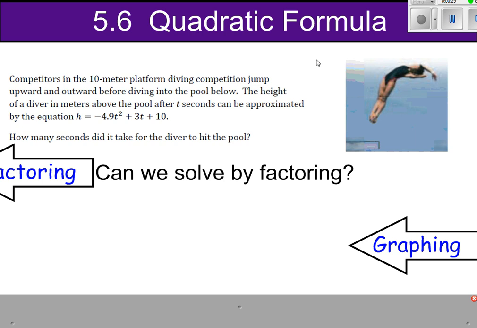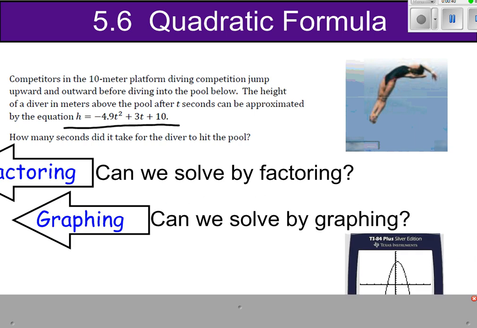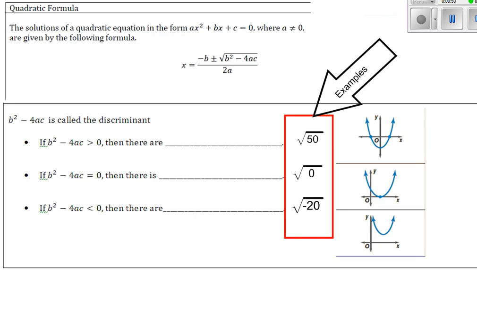So if I take a look at this one, can we solve by factoring? Sorry, let me back up. Can we solve that by factoring? Not without it getting really hairy. Can we solve by graphing? Yes, but only if we know exactly what we're doing. If we don't remember what we're doing, then we're going to be in trouble. So not really. So what we do is we use the quadratic formula.